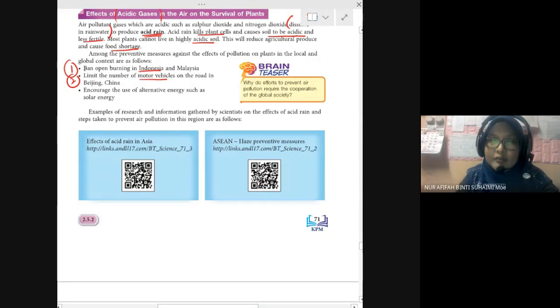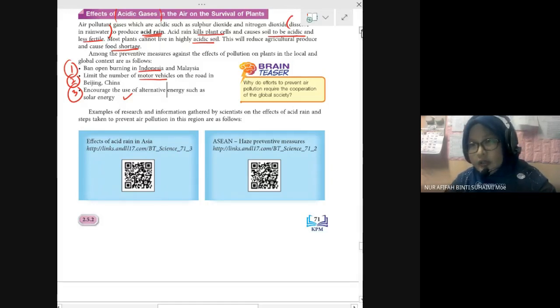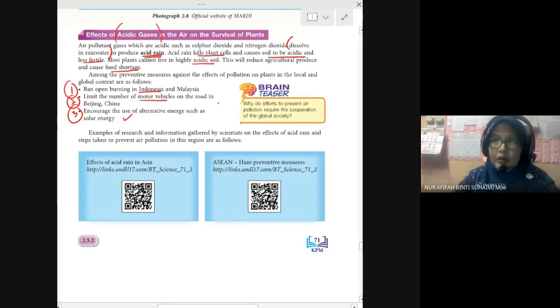Then number 3, encourage the use of alternative energy such as solar energy. So this one can be implemented. But Malaysia always has rainy season. Only some places implement solar energy. In Pahang, I have seen it, on the road to Cameron Highlands, there are solar panels or solar energy. So this one can be implemented.